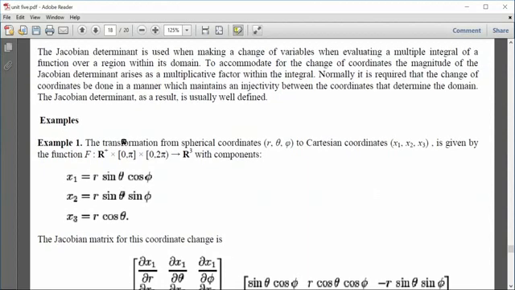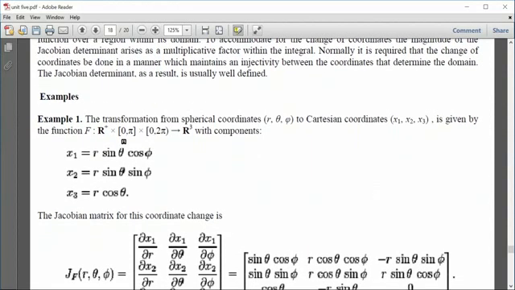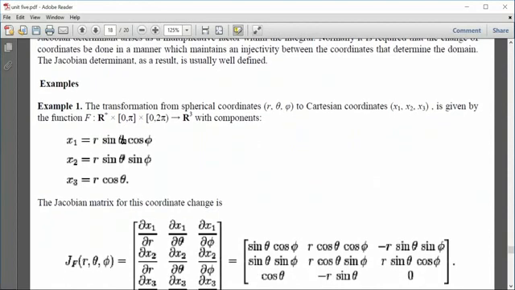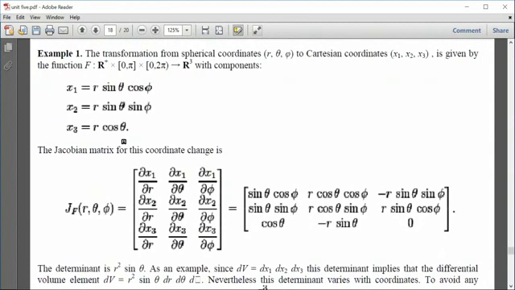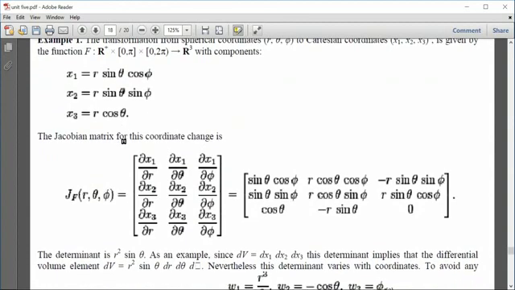Let me go through the examples. For example 1, they are saying the transformation from spherical coordinates, that's r, theta, and phi, to Cartesian coordinates x1, x2, x3 is given by the function. The function is given with components x1 equals r sin theta cos phi. Then x2 is given as r sin theta sin phi. Then x3 is r cos theta.